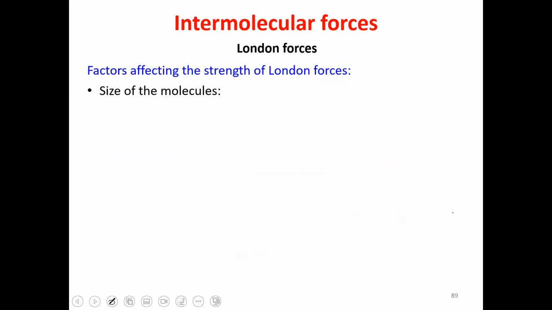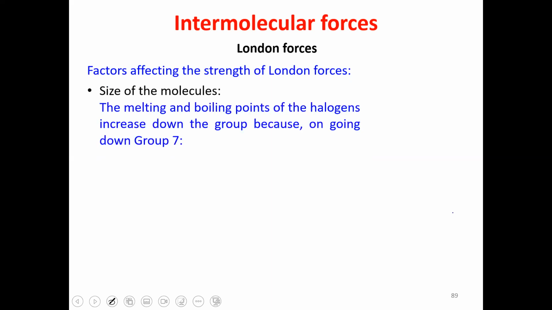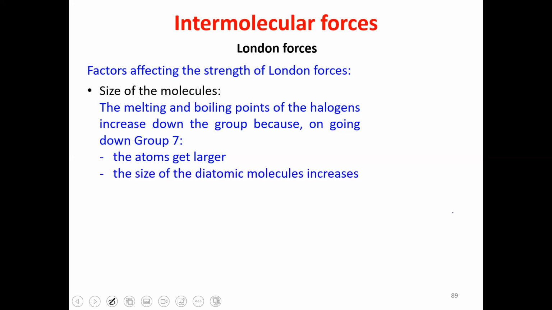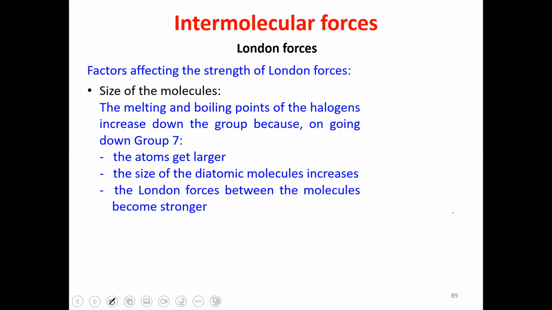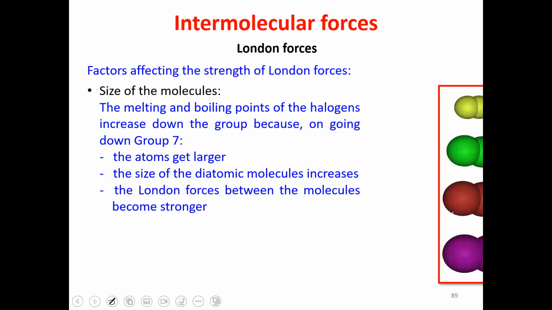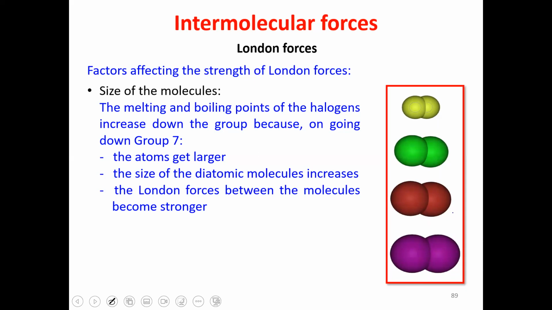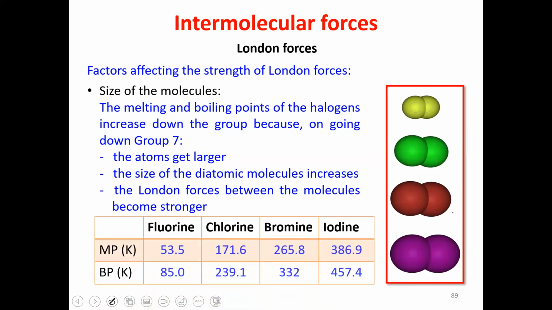London forces, the second factor: size of the molecule. And you have to see the shape. The melting and boiling points of halogens increase down the group because the atom size gets bigger. The size of the diatomic molecule increases, and London forces between the molecules become stronger. You can see this example. Now see the melting point and boiling point.